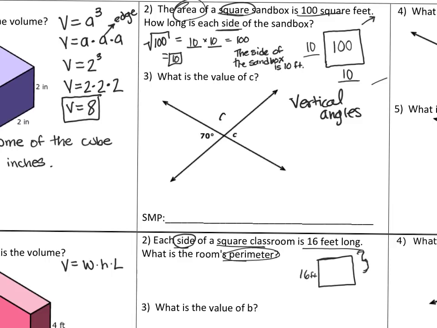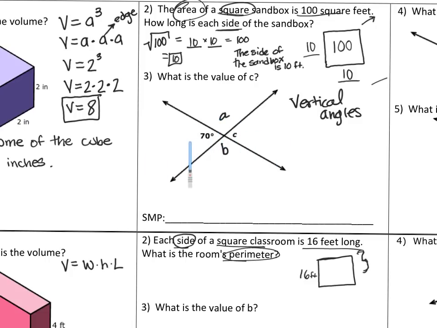So let's say you had angle A and B right here. Angle A is vertical to angle B. But angle A is not vertical to angle C. Those are adjacent angles. Those are right next to each other. So these are not vertical. But A is vertical to B. B is vertical to A. 70 degrees is vertical to C. C is vertical to 70. But C is adjacent to A and adjacent to B because those are right next door to each other. And A is adjacent to 70 and C. But here we're looking at vertical angles.